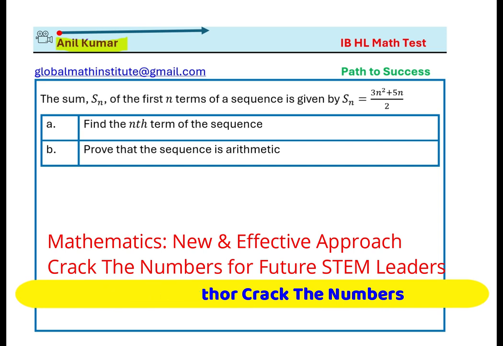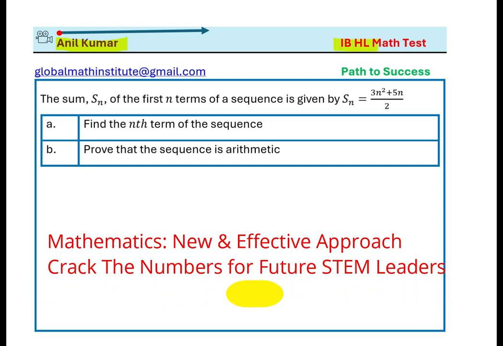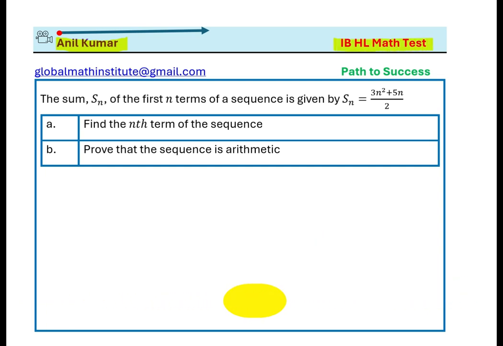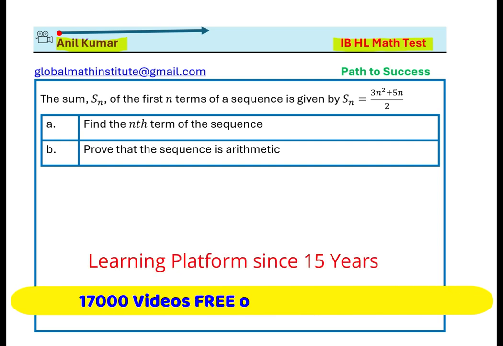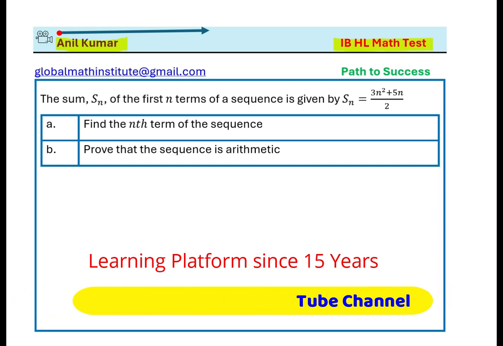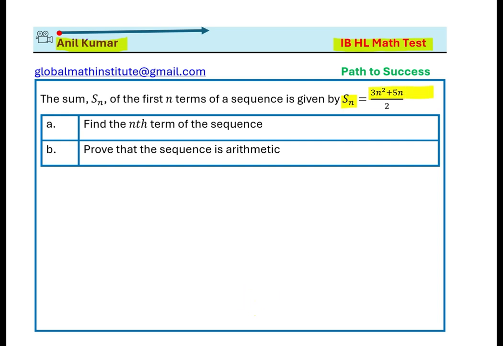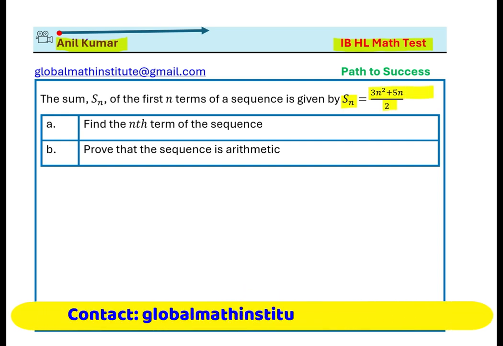Here is a problem based on sequences and series, which is under the series of IBHL math test preparation. The question here is: the sum Sn of the first n terms of a sequence is given by 3n squared plus 5n over 2. Find the nth term of the sequence, and B is prove that the sequence is arithmetic.